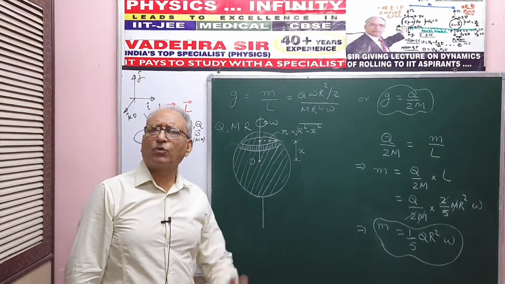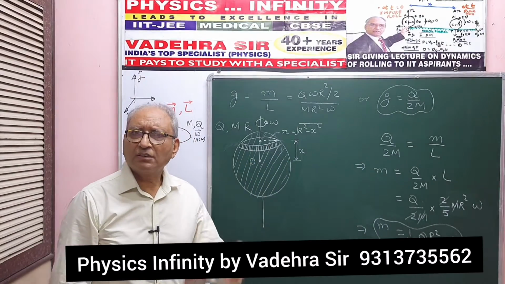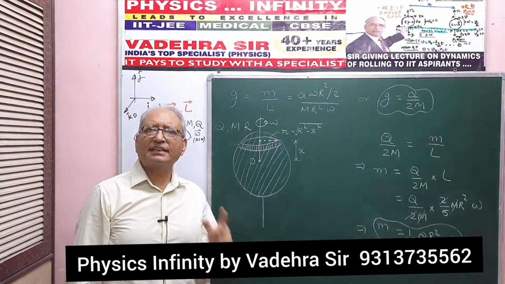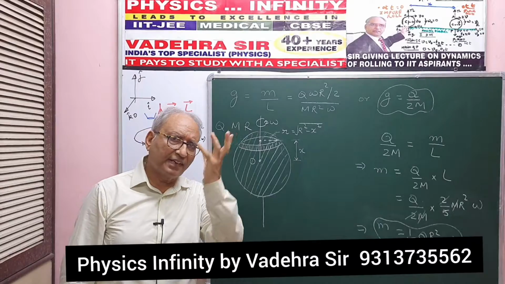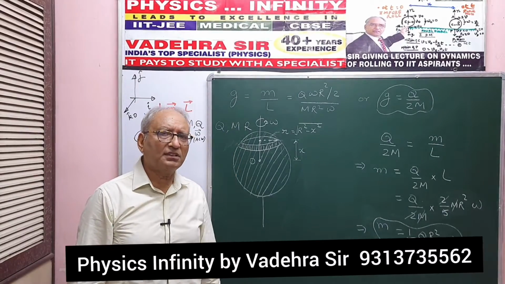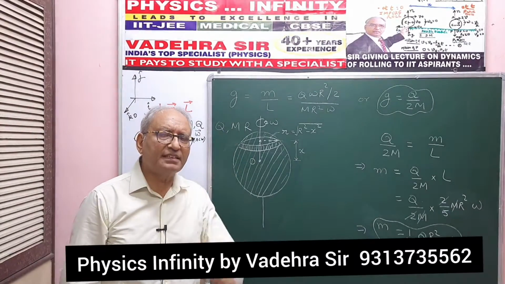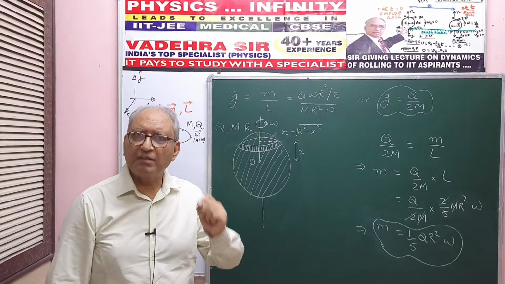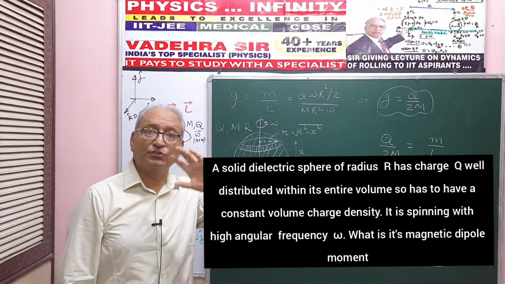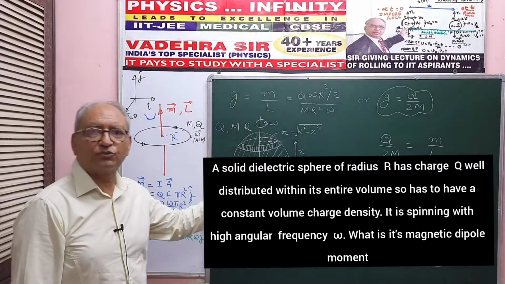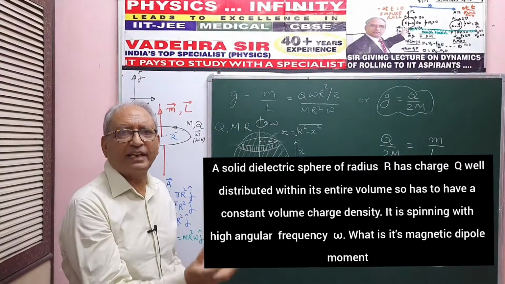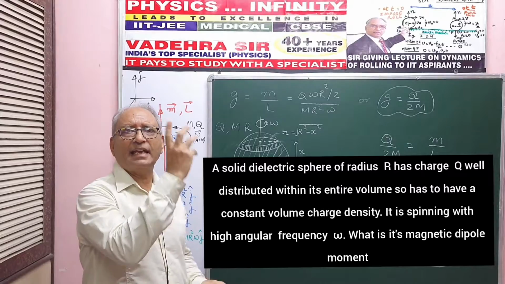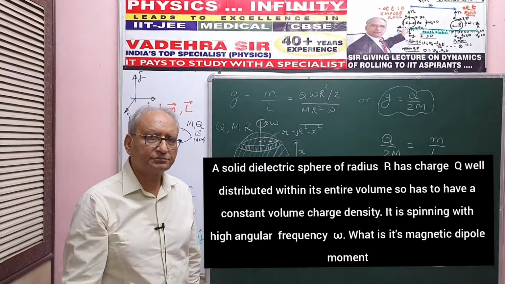I bring to you another wonderful video on the calculation of the magnetic dipole moment of a sphere that is uniformly charged, and this time it has a volume charge density rho. The sphere is of radius R, mass capital M, charge capital Q, which is uniformly distributed well within its volume, and this is spinning about its diameter with a high angular frequency omega.